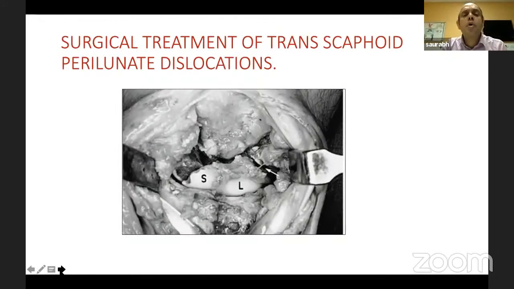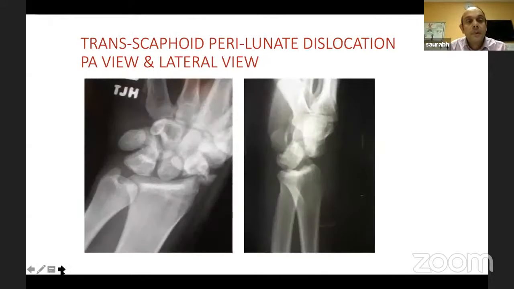So let's make it a bit more complex now. Transscaphoid perilunate. And as you can see, there's a scaphoid fracture there and lunotriquetral ligament is gone here. So an example, no marks for guessing. This is a perilunate. Lunate is sitting where it belongs. Whole carpus has come back. Scaphoid is completely displaced. It's a waist fracture.